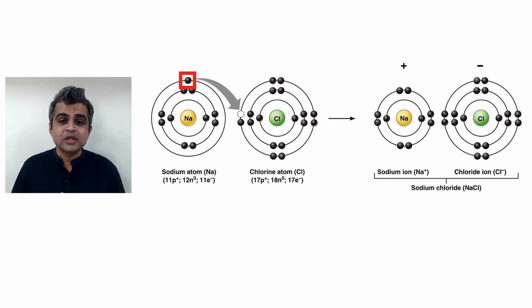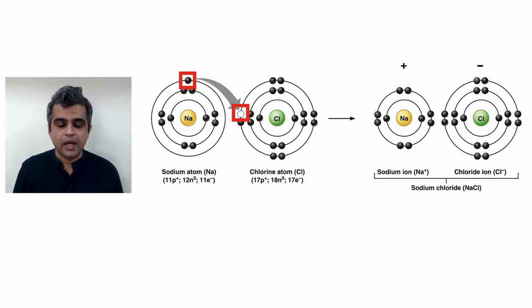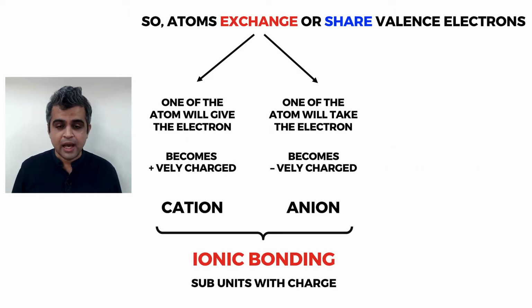So sodium will give an electron and become a cation, positive, and chlorine will receive the electron and will become negative, or an anion. So in this kind of bonding, of course sodium will give it and chlorine will receive it, and as you can see in the diagram on that side, it will form something called sodium chloride. And in sodium chloride you don't have sodium atom and chlorine atom, but you have sodium ion and chloride ion. So this, dear students, was an ionic bond.